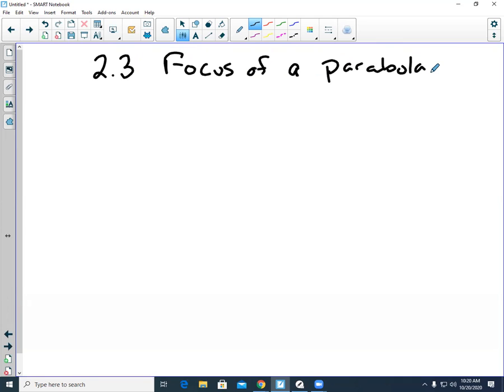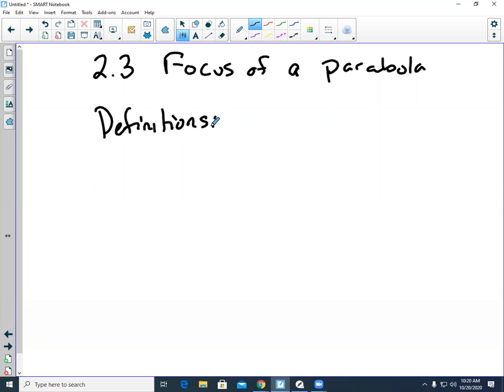Now we're going to have to talk about a couple different things before we can actually get into what the focus is and how we can use it, because there's going to be some things that you guys have to be able to recognize when you see a picture, okay? Obviously you know what a parabola is already, right? A parabola is the graph that comes from a quadratic function.